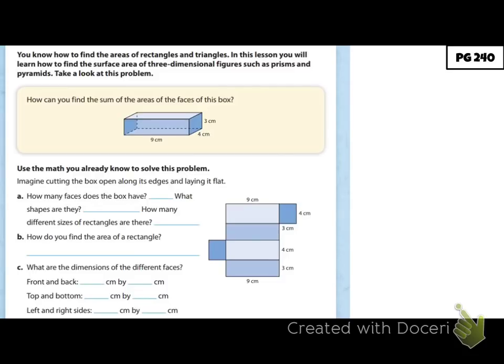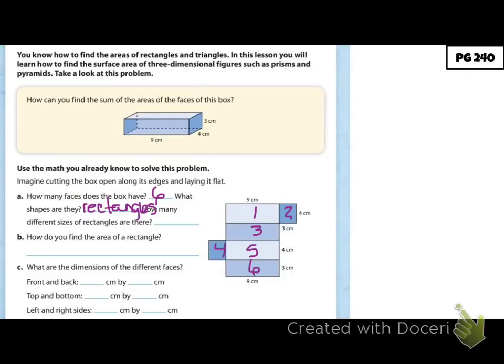A says, how many faces does the box have? So if we go through, when they're talking about faces, they're talking about all the different flat surfaces along the edge. So we would have 1, 2, 3, 4, 5, 6. So we'd have a total of 6 faces. What shapes are they? Well, none of these have two sides that are the same, so they're not squares, so we could say that they are all rectangles.